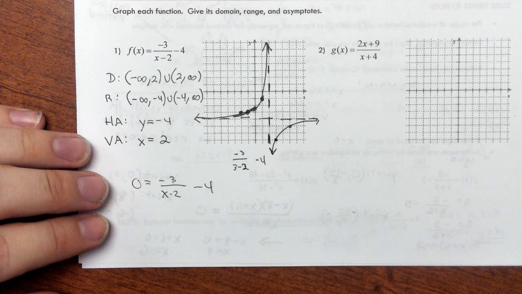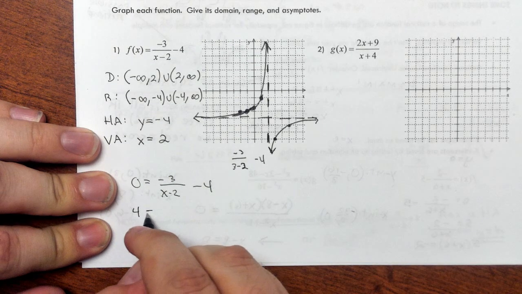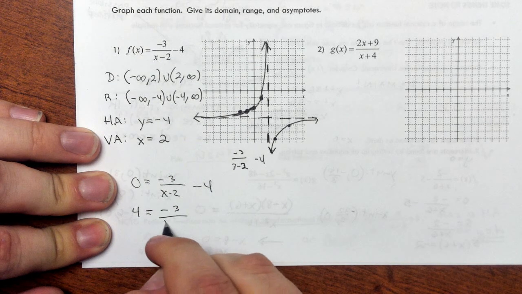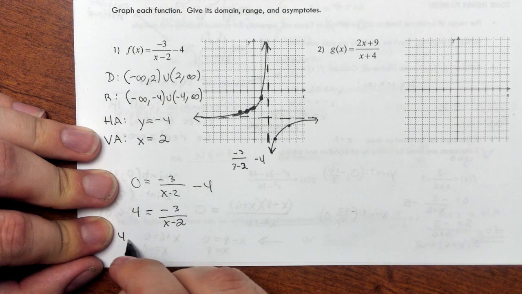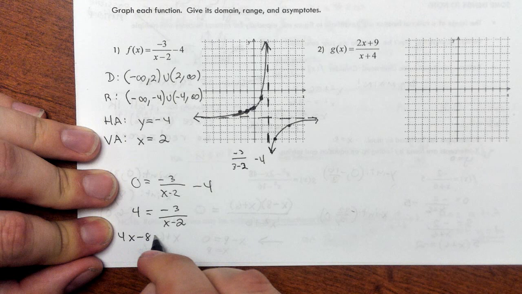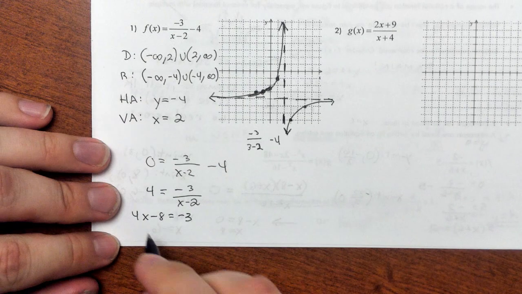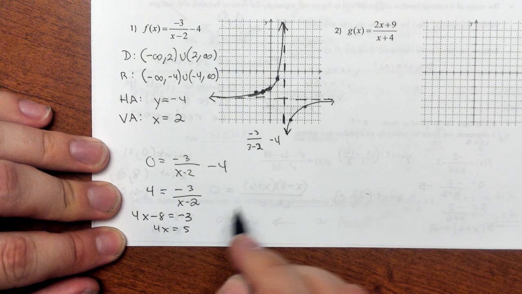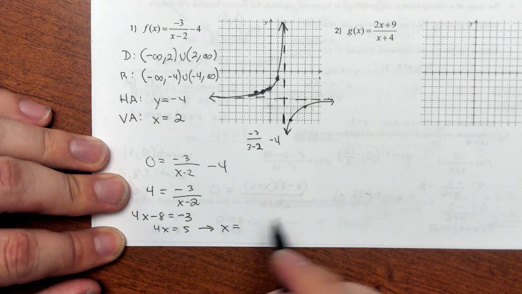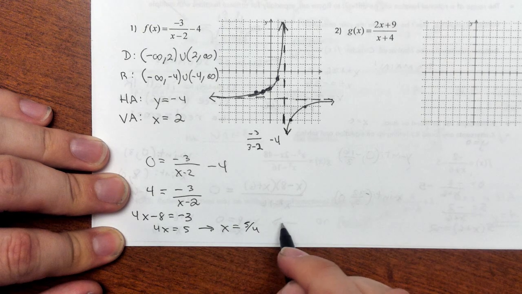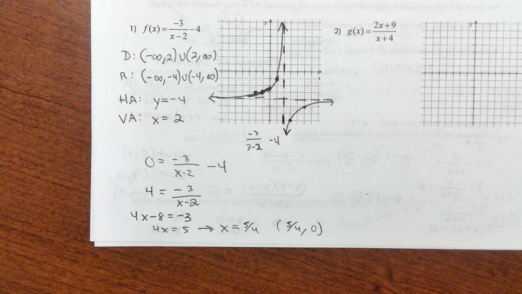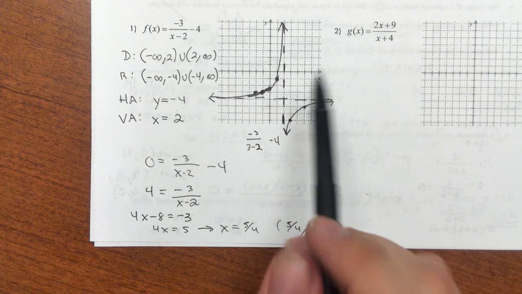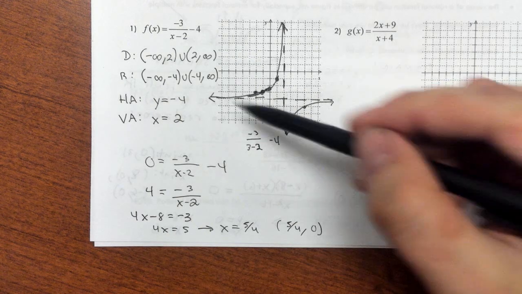I guess I now have to solve it to show you that we know how this works. 4 equals negative 3 over x minus 2. Oh, I know what I did. So 4 times x minus 2. 4x minus 8 equals negative 3. 4x equals 5. Your x-intercept would be x equals 5/4, or the x-intercept ordered pair 5/4, 0. All right. Anyway, I digress. That's how you graph this.